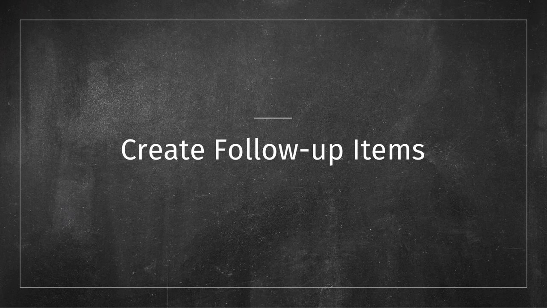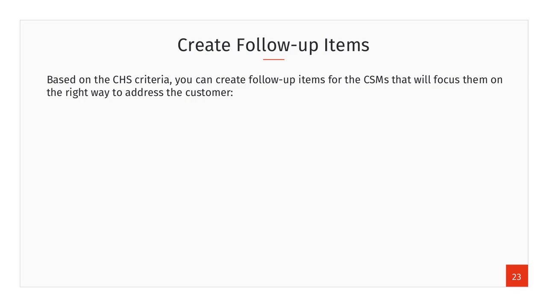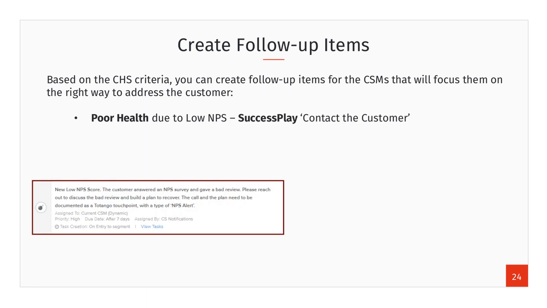After that, the third step of the cycle is to create follow-up items that will help us save time and be more efficient. Based on the customer health score criteria that we define, I'm trying to create follow-up items for the CSM that will help them either save time or focus on specific topics. And here I use many of Totango's use cases to help me with it. I'm just going to give some ideas and examples.